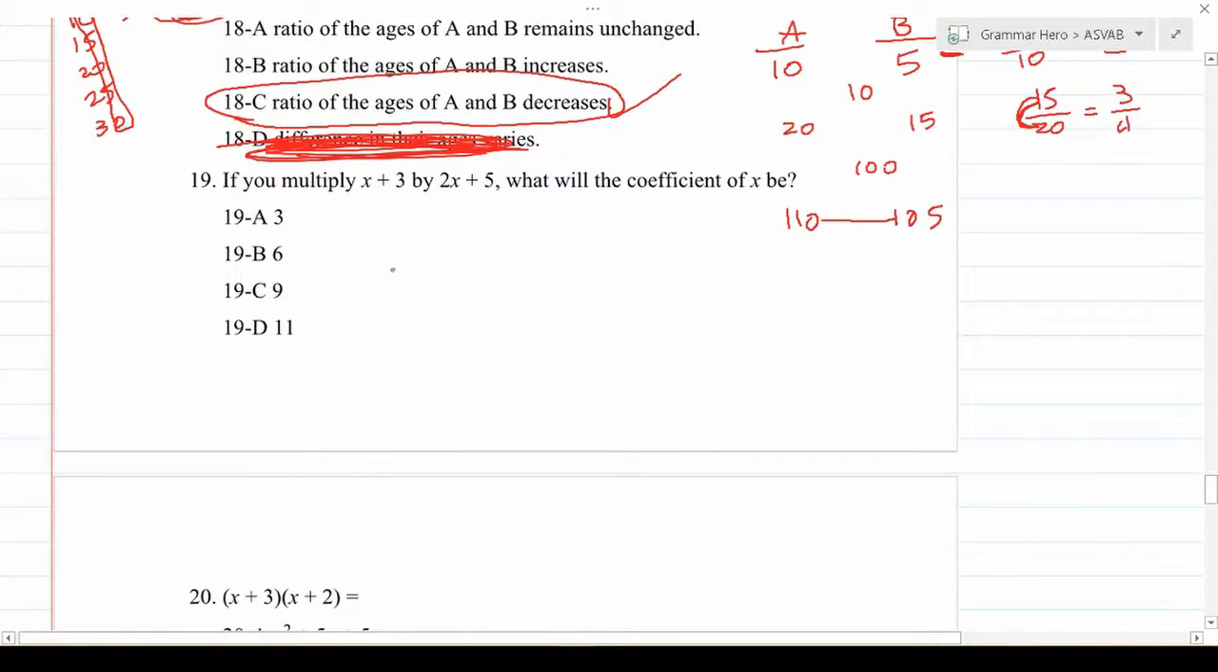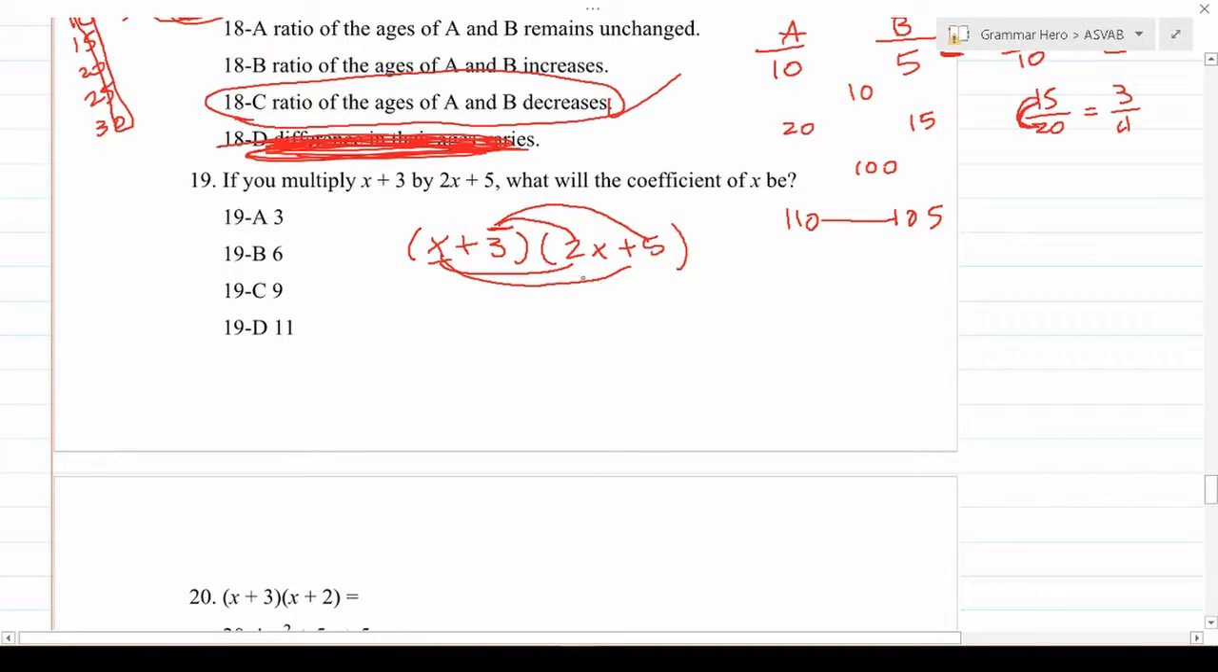Number 19, if you multiply x plus 3 by 2x plus 5, what will the coefficient of x be? So we're going to take x plus 3 and multiply it by 2x plus 5. To do this one, we're going to use the FOIL method. That is, I'm going to take this x, multiply it here, multiply it here. I'm going to take this 3, multiply it here, and multiply it here.